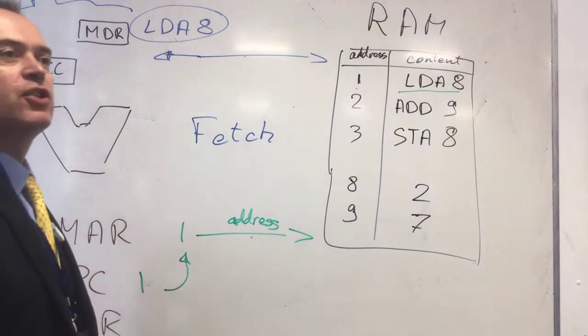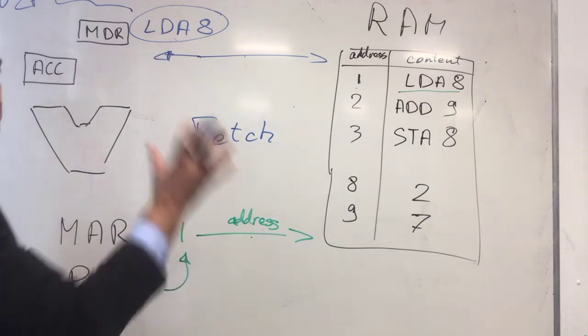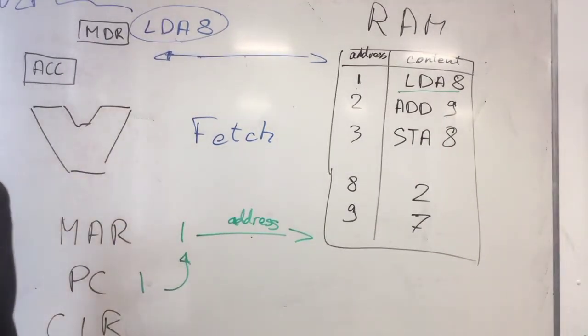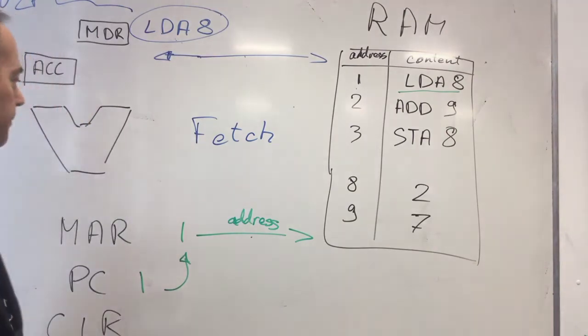So we've just fetched our instruction. The next stage of the FDE cycle is to decode it. That's going to happen in the control unit. This is not something we need to go into detail at GCSE level, but you need to be aware of it.